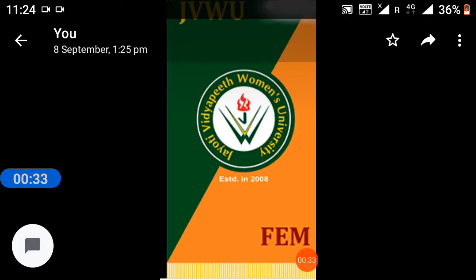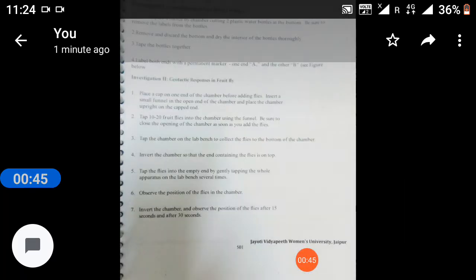Place a cap on one end of the chamber before adding flies. Insert a small funnel in the open end of the chamber and place the chamber upright on the cap end. Tap 10 to 20 fruit flies into the chamber using the funnel, and be sure to close the opening of the chamber as soon as you add the flies.